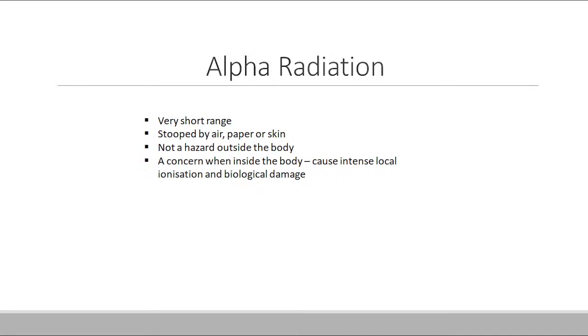So, what are the characteristics of alpha radiation? Very short range, stopped by air, paper or skin, not a hazard outside the body, a concern when inside the body, cause intense local ionization and biological damage.